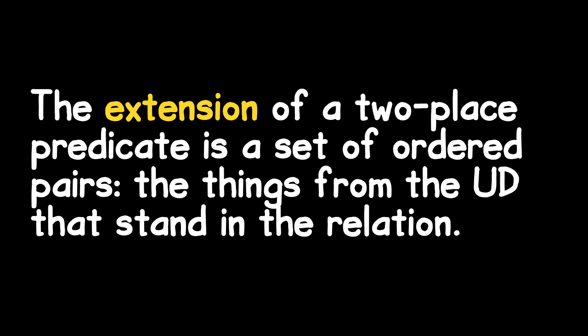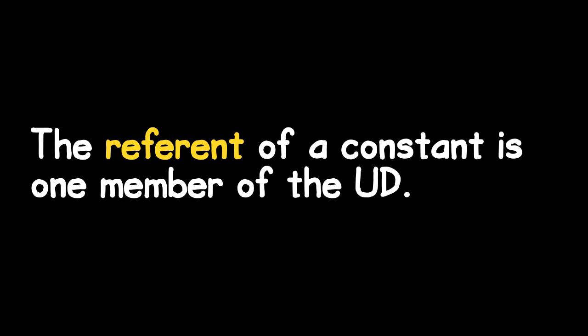The extension of a two-place predicate is a set of ordered pairs. That is, it's the things from the universe of discourse that stand in the relation. And because the two-place predicate takes two objects, it has two blanks to fill in, it takes pairs rather than individuals. The referent of a constant is a member of the universe of discourse. It's the one member that's named by that constant.